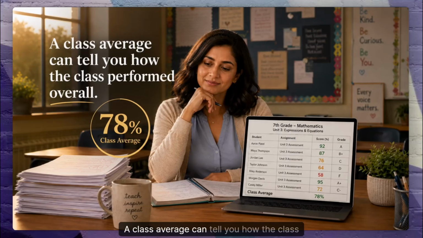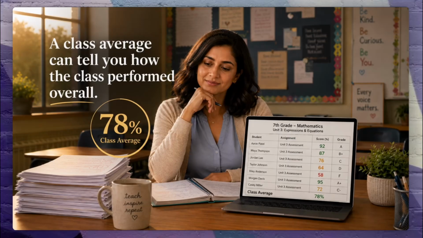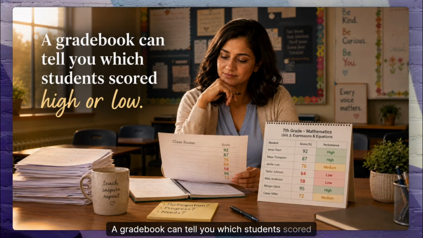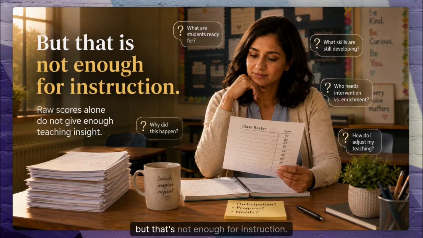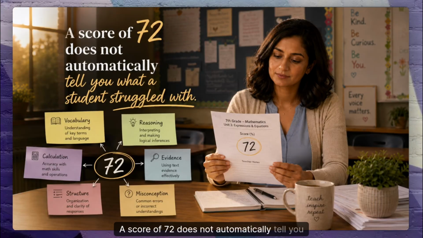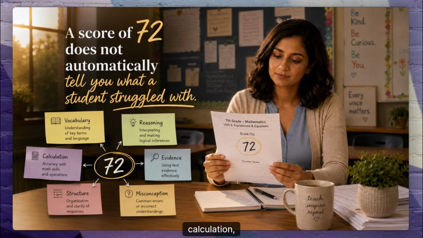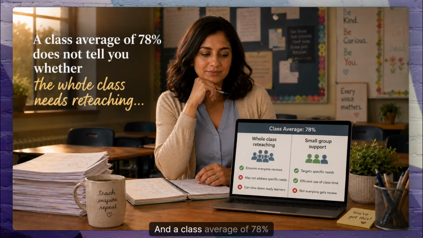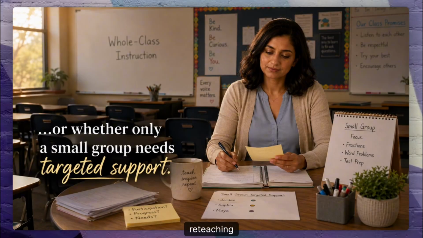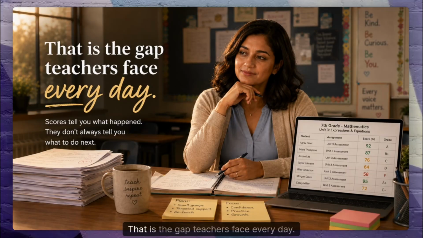A class average can tell you how the class performed overall. A gradebook can tell you which students scored high or low. But that's not enough for instruction. A score of 72 does not automatically tell you whether a student struggled with vocabulary, reasoning, evidence, calculation structure, or a specific misconception. And a class average of 78% does not tell you whether the whole class needs reteaching or whether only a small group needs targeted support. That is the gap teachers face every day.